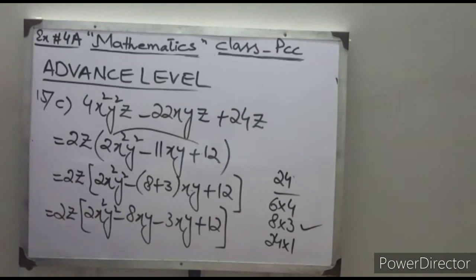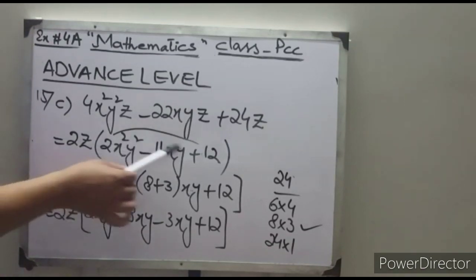See one more question from question number 15, part C. Factorize the given expression. Students, first of all, check is there anything common in your expression. Is any value common? Take it outside the bracket. Then factorize the remaining expression like this question. 2z is common. The remaining expression we have is 2x square y square minus 11xy plus 12.